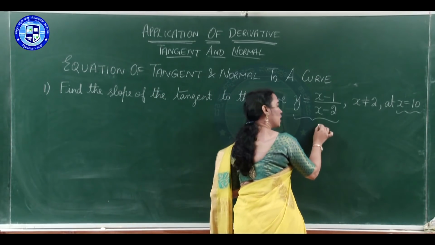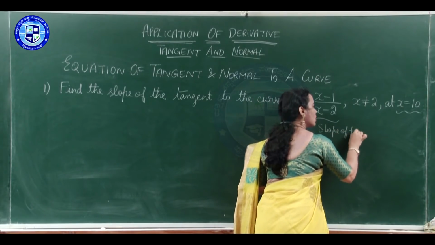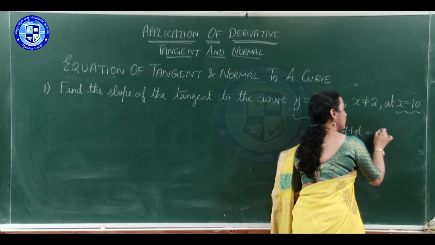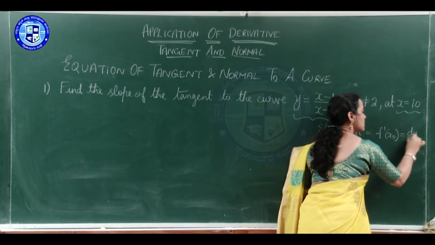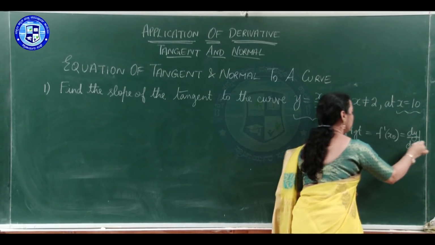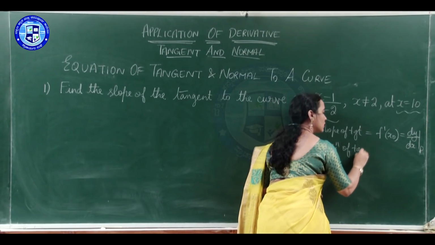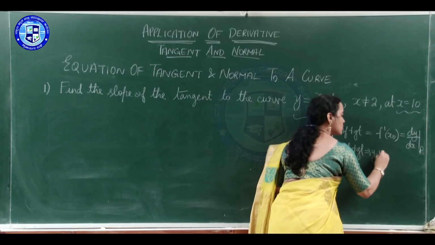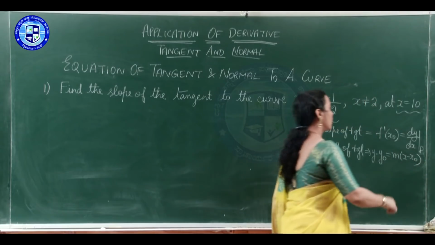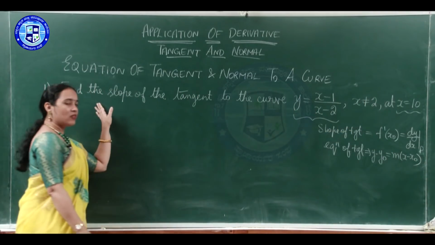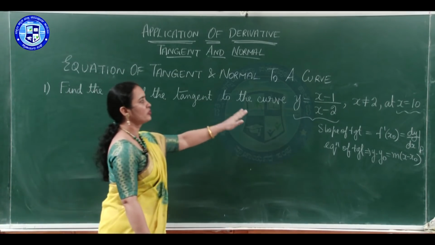First, let us recall quickly what the slope of the tangent will be. Slope of the tangent is nothing but f dash of x naught, or dy by dx at the given point, and the equation of the tangent is y minus y naught is equal to m into x minus x naught. But here they have asked you to find only the slope of the tangent of the given curve.